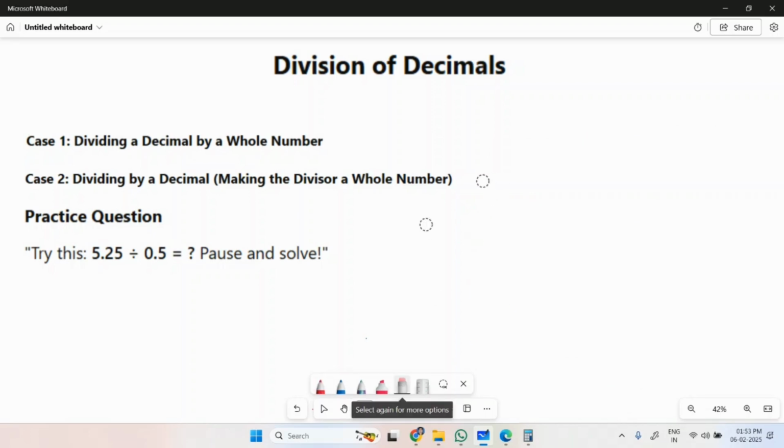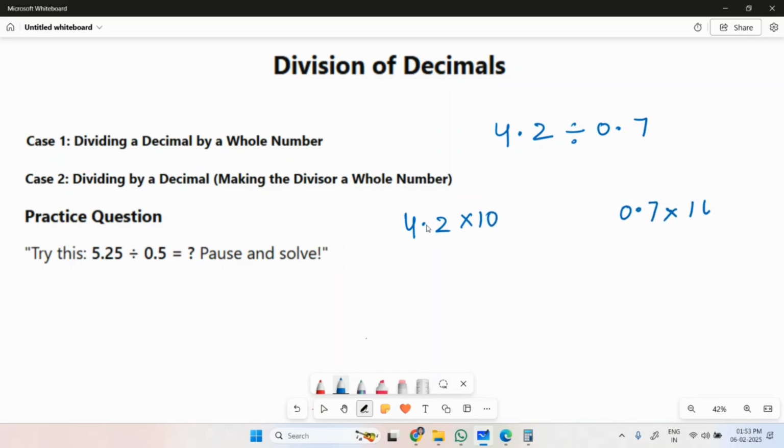Okay, this is how we divide decimal by whole number. Now let's divide decimal by decimal number. Let's take 4.2 divided by 0.7. We can't divide decimal by decimal, so we multiply both the numbers by 10. 4.2 multiplied by 10 and 0.7 multiplied by 10. If you multiply 4.2 by 10, your answer will be 42. And if you multiply 0.7 times 10, your answer will be 7.